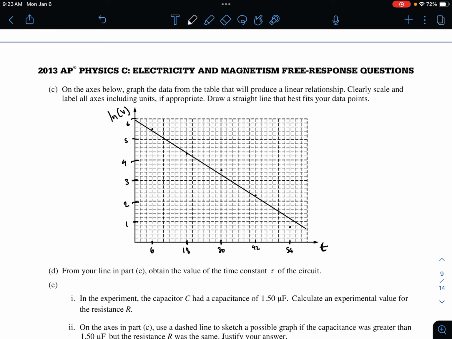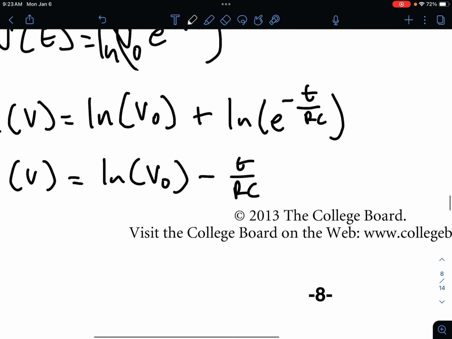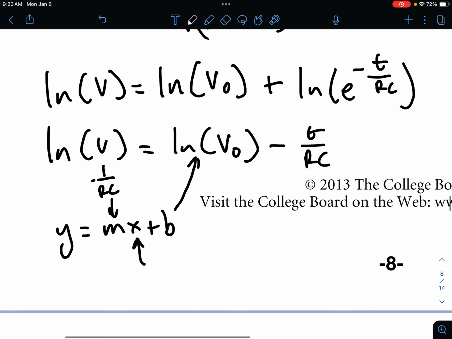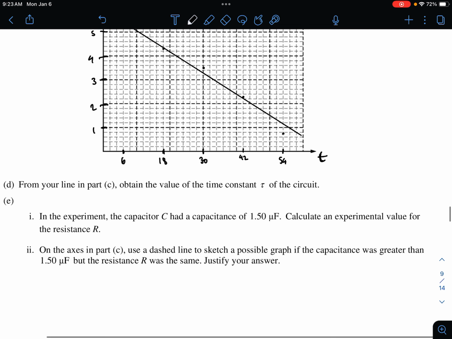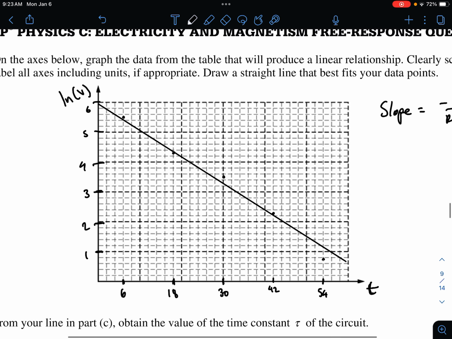Now, from your line, obtain the value of the time constant tau. So, we talked about how the slope, right, if you think about y equals mx plus b, this is b, the y-intercept, x is our t, so the m would be negative 1 over RC. So with that, we know slope equals negative 1 over RC, which is just tau, so slope is equal to negative 1 over tau. Use the line of best fit.